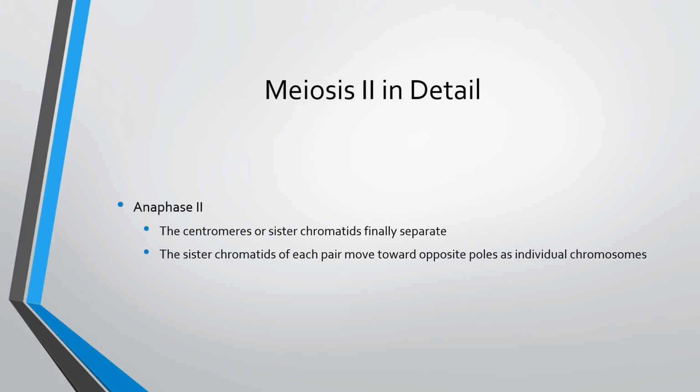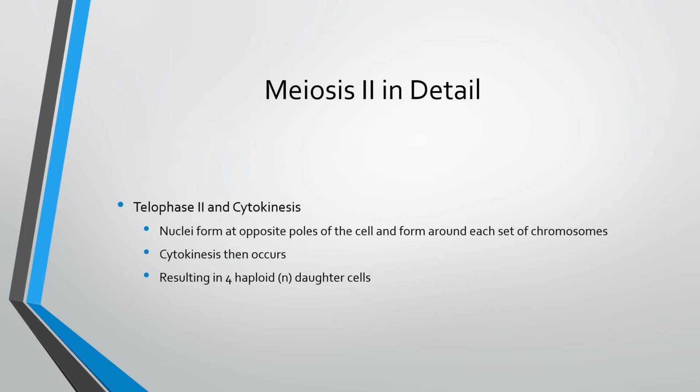Anaphase 2. The centromeres divide and the sister chromatids finally separate. The sister chromatids of each pair move toward opposite poles as individual chromosomes. Telophase 2 and cytokinesis. Nuclei form at the opposite poles of the cell and form around each set of chromosomes. Cytokinesis then occurs, resulting in 4 haploid, or N, daughter cells.